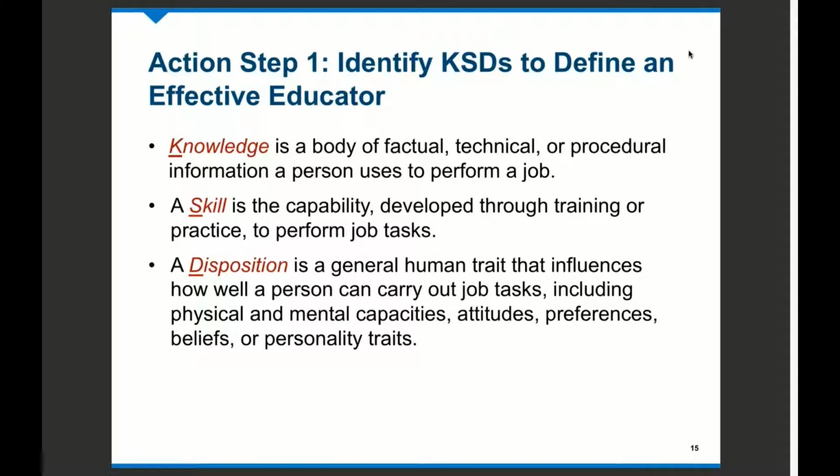When we talk about knowledge, we are specifically referring to the factual, technical, or procedural information a person uses to perform a job. For skills, this refers to the capabilities developed through training or practice to perform job tasks. Finally, dispositions includes the general human traits that influence how well a person can carry out job tasks, including physical and mental capacities, attitudes, preferences, beliefs, or personality traits.